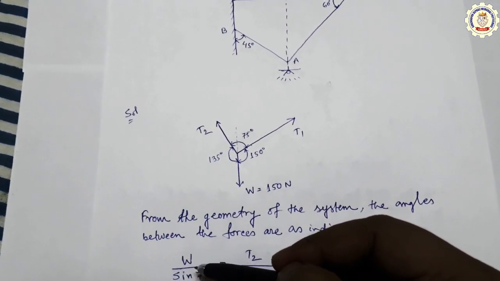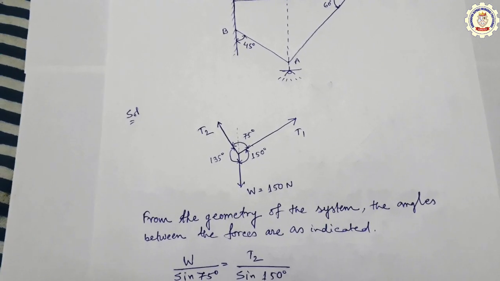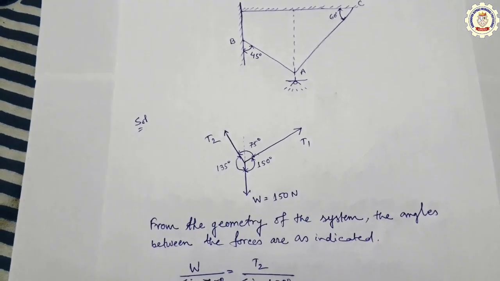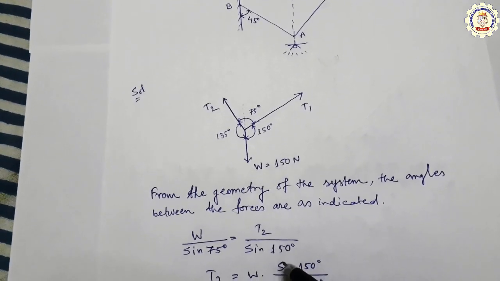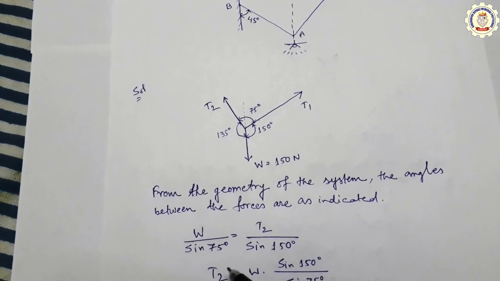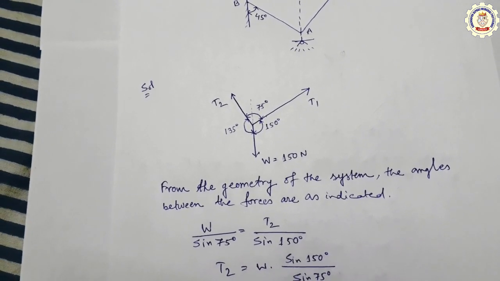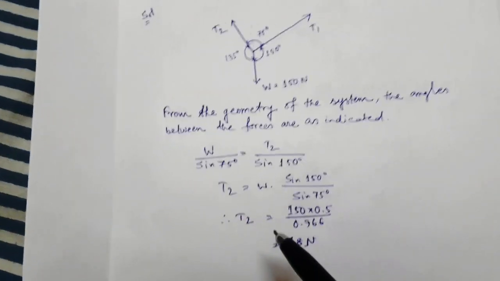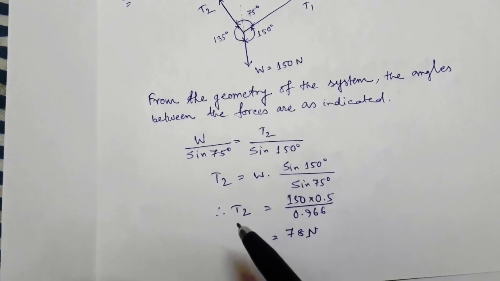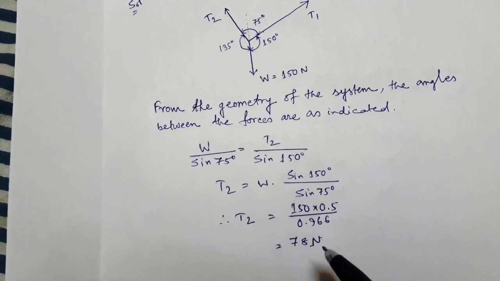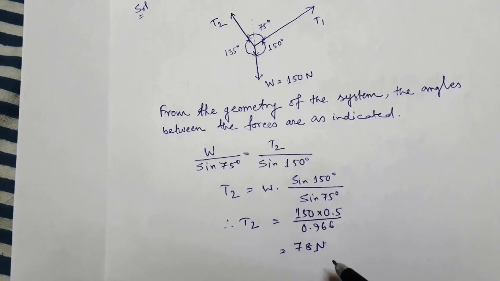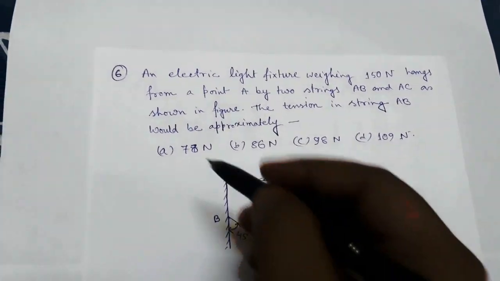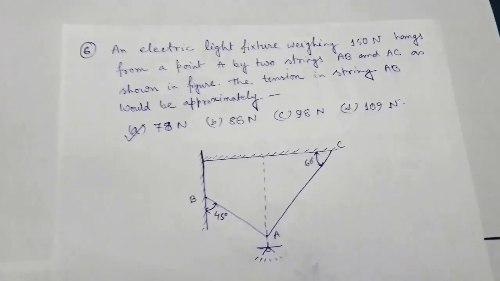According to Lami's theorem, W by sine 75 equal to T2 by sine 150 degree. So W sine 75 equal to T2 sine 150 degree. From this equation, the value of T2 will be 78 Newton. So the answer should be 78 Newton.